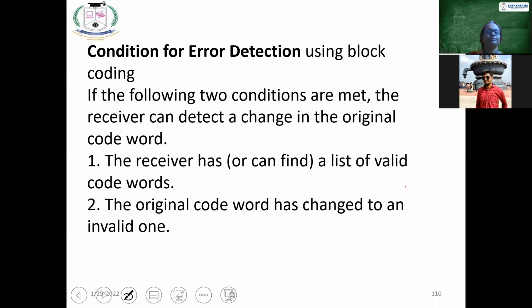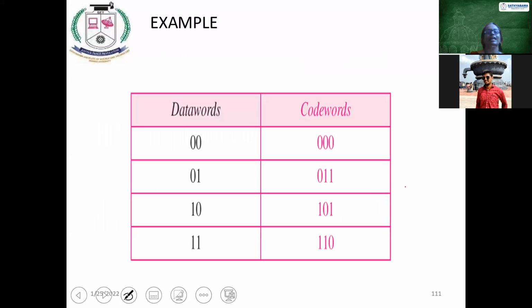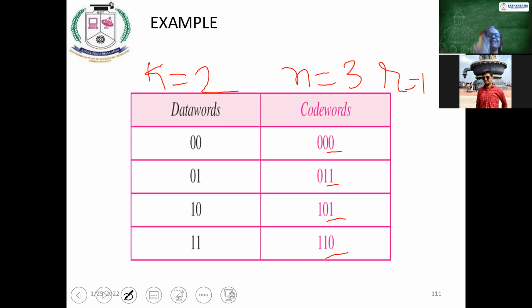Now I will tell you this. How many redundancy bits are added here? What is my K value? 1, ma'am. Very good. N is 3 now, and my redundancy bit is 1. In some cases they perform the parity bit, and this is your redundancy bit. Sometimes they will tell you it is performing the XOR operation, whatever it may be.